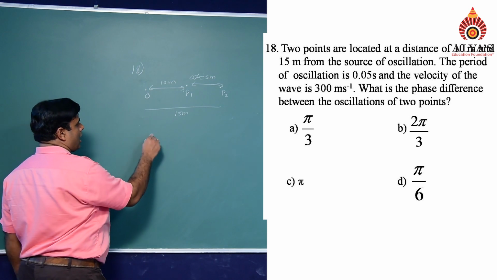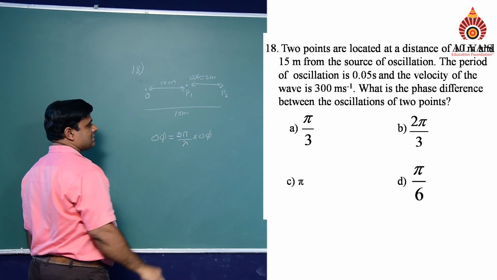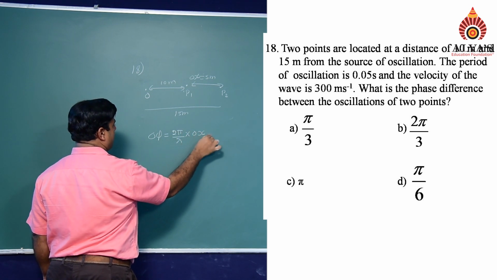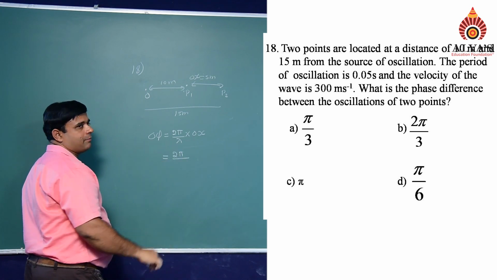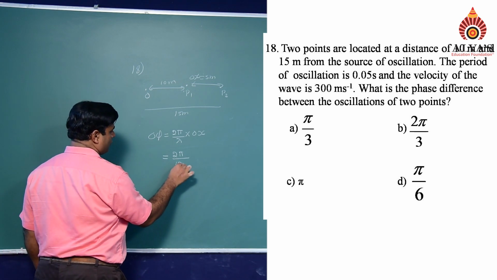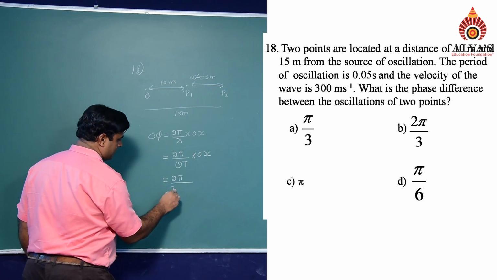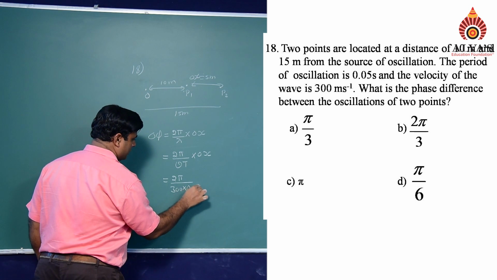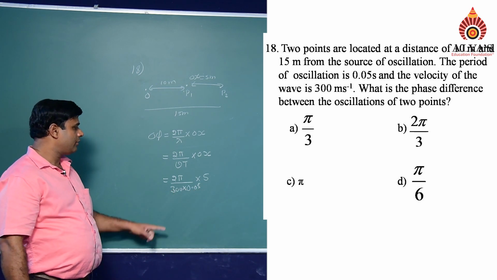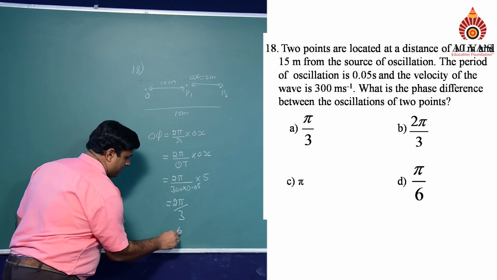Calculate phase difference. How is phase difference related to path difference? Phase difference is given by delta phi equal to 2 pi by lambda into path difference. 2 pi by lambda is not given, but v equal to f into lambda, so lambda equal to v by f, or v into T. So, 2 pi by (v into time period T) into delta x, where velocity is 300, time period is 0.05, path difference is nothing but 5. 300 into 0.05 equals 15, 5 by 15, 1 by 3. So, the answer is 2 pi divided by 3. So, B is the answer.